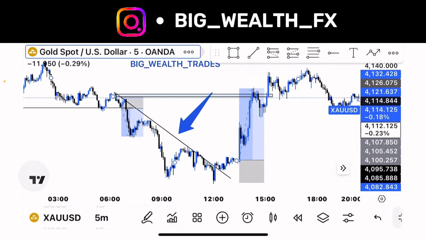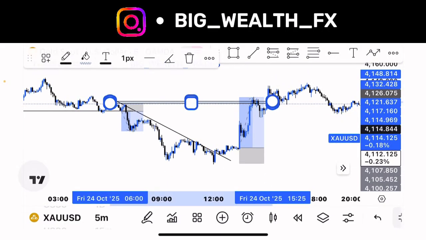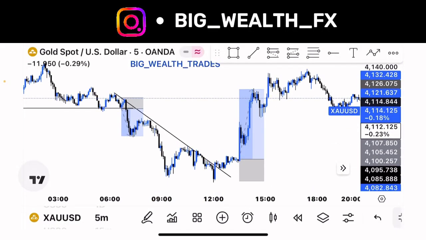The market broke this trend line and I targeted the next resistance, and boom, it went right straight to it. So whatever you're doing in the market, just use good risk management. This strategy might work for you, it might not work for you, depending on your knowledge of price action. So that's all I have to show you.